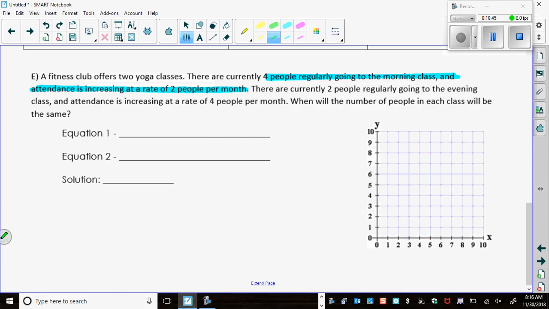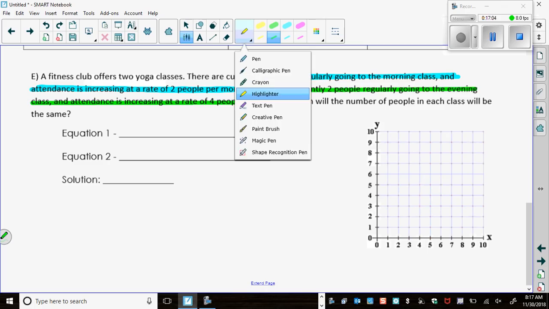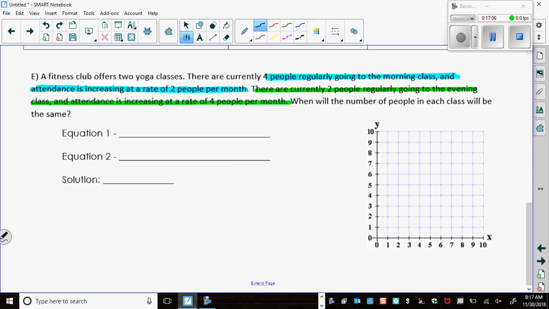The next sentence says there are currently 2 people regularly going to the evening class, and the attendance is increasing at a rate of 4 people per month. So that is another equation that I have to translate into an equation. When will the number of people in each class be the same? So we want to find the intersection point right here. Intersection of the 2 lines. Or the solution.